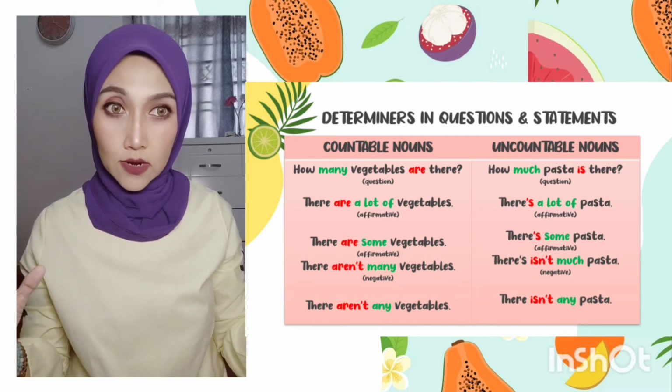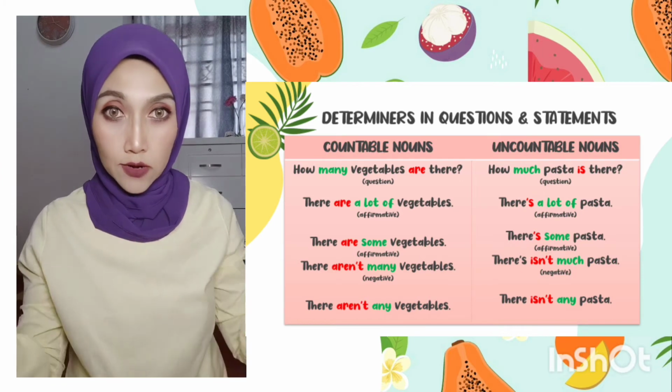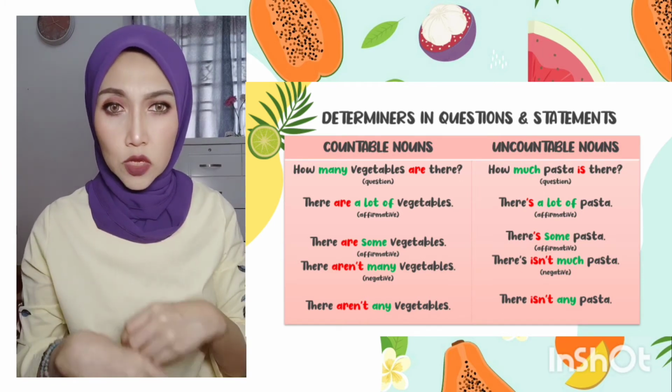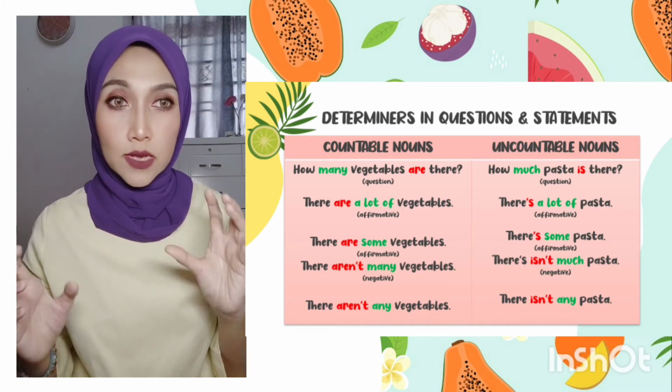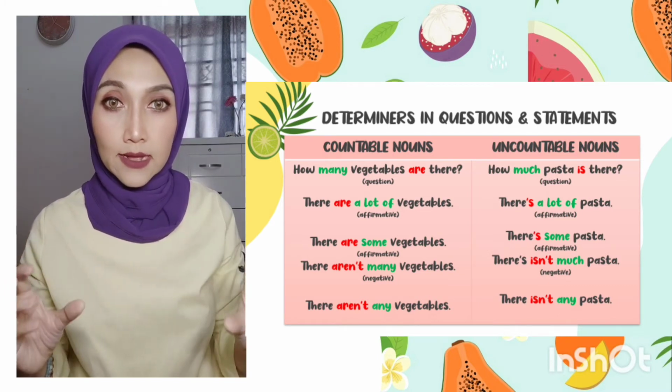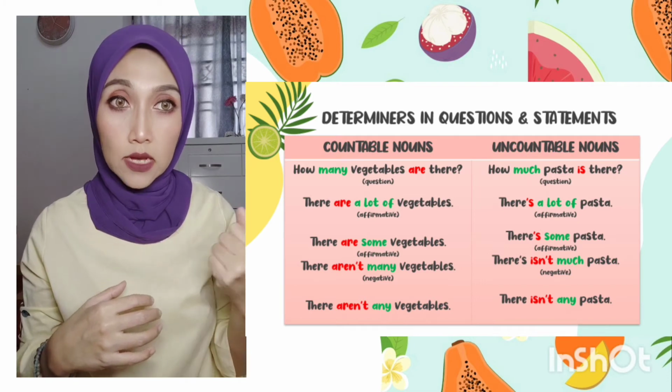Next, there are a lot of vegetables. How to answer it? You use there are a lot of vegetables, meaning you are telling that there are a lot of vegetables there. So you're using a lot of, meaning many and a lot of can be used for countable nouns.